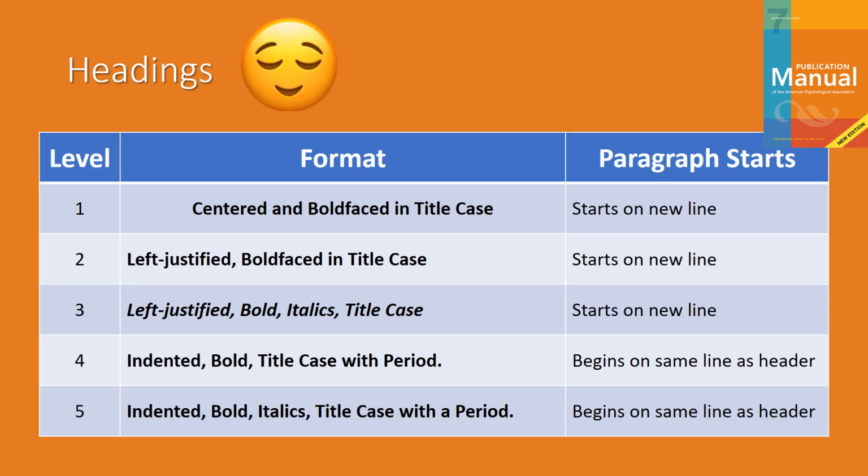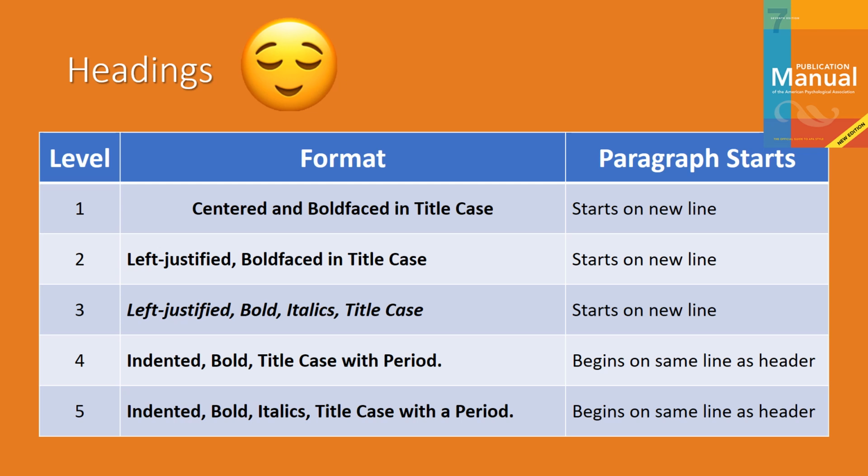Okay, here are the headings. This has changed a little bit. So the first level headings are centered and boldface and title case. The second level headings are left justified, boldfaced, and in title case. And then the third level heading is where it changes. It's now left justified, boldfaced, italics, and title case. So there's quite a few things there to remember. Left justified, boldfaced, and italics, and then it's also title case.